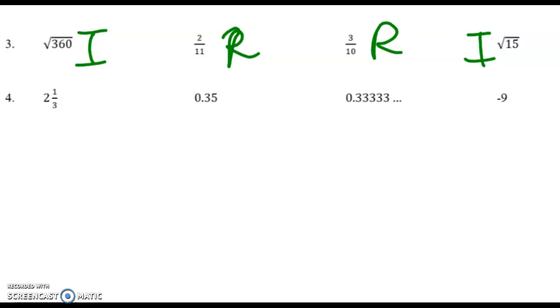Okay, now that you're back, we're going to go back through these. Well, this is a fraction. Even though it's a mixed number, it's still a fraction. It could be written as an improper fraction. So that's going to be rational because it's a fraction.